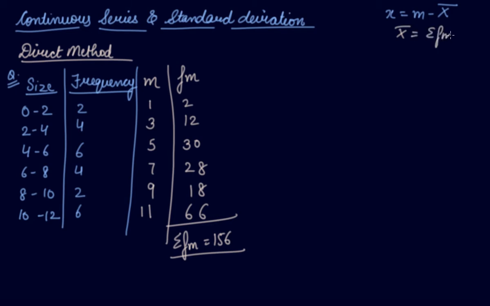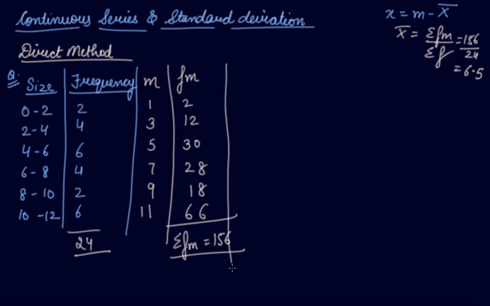So we can find the x bar here: summation FM divided by summation F. The summation of frequency here is 24. So 156 divided by 24 is 6.5. So your mean value is 6.5.